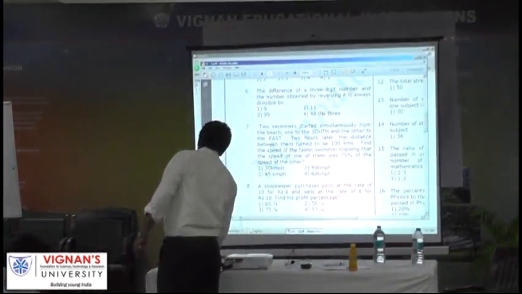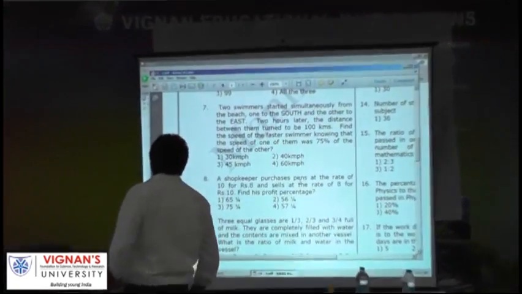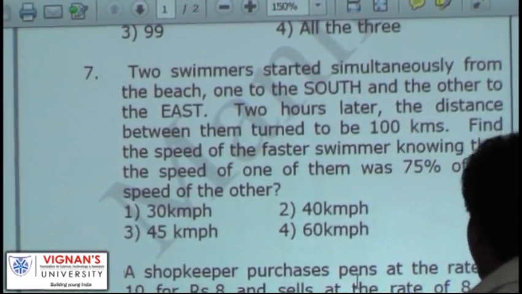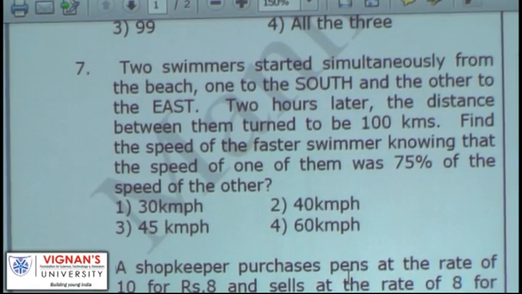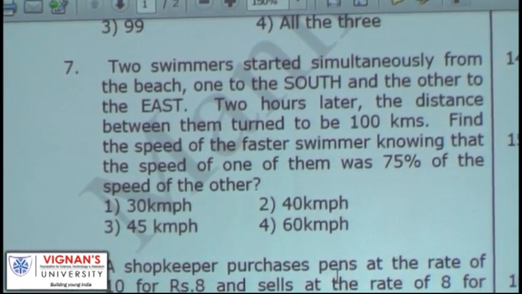Two swimmers started simultaneously from the beach, one to the south, the other to the east. 2 hours later, the distance between them turned out to be 100 kilometers. Find the speed of the fastest swimmer, knowing that the speed of one of them was 75% of the speed of the other.